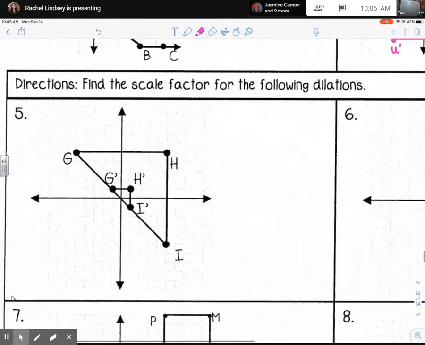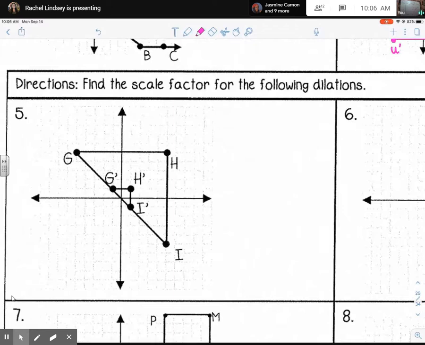Okay, so now on these, you want to find the scale factor of the dilation. I'm just going to pick a pair of points. You can do G, H, or I. Somebody give me one of those letters. G. Okay, so G starts off at what? Negative 5, 5.